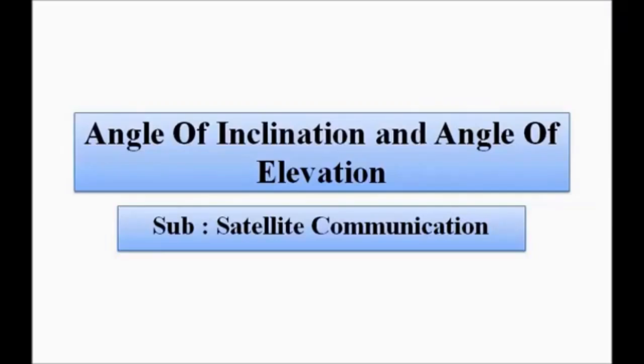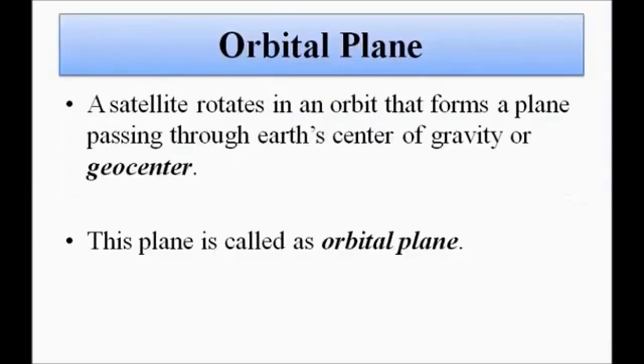Such terms, such parameters associated with the movement of a satellite in a well-defined orbital path, which are the angle of inclination and the angle of elevation. So before doing that, we must revisit some important concepts which we have already discussed, but still let us just have a quick look at them.